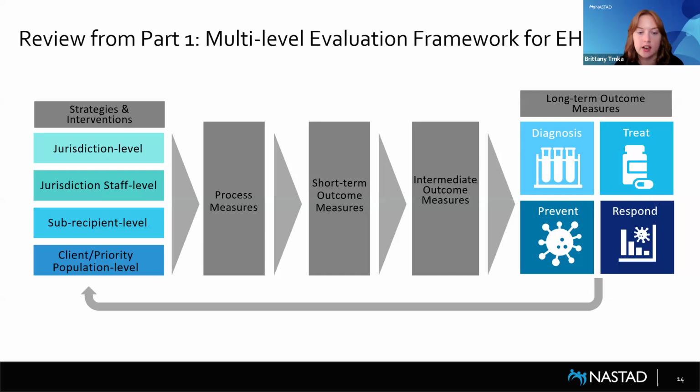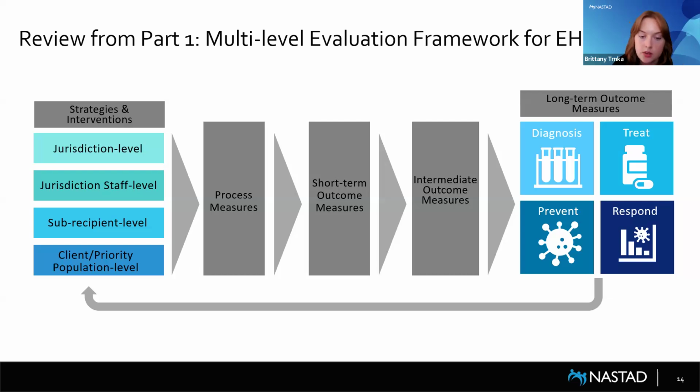So on the right side, where I think most folks are familiar with, are the 4 EHE pillars. The 4 EHE pillars are what informs your strategies and interventions on the left, but it is also what you're aiming to accomplish with your strategies and interventions, or in other words, your long-term outcome measures.